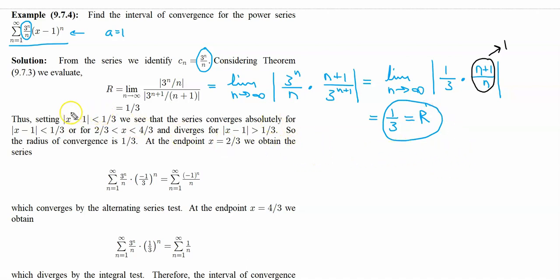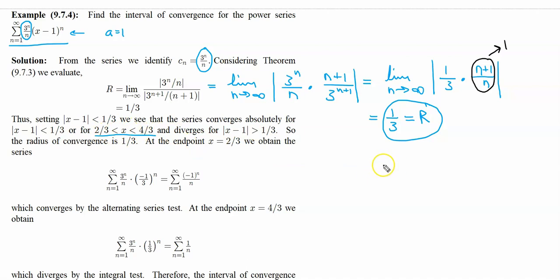And now what we do is set the absolute value of x minus 1 to be less than 1/3. Notice that's our R. This is going to be the interval on which the series converges absolutely. Okay, now we need to test the endpoints. Let's also note that you can write that series like this. So x is larger than 2/3, less than 4/3.